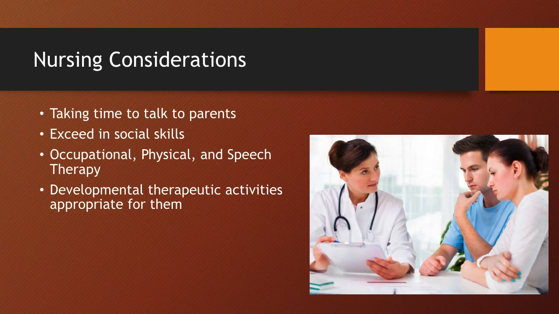Some nursing considerations to take into account: take time to talk to the parents about their child with Down syndrome. They excel in social skills, but they will need occupational, physical, and speech therapy. And also find some developmental therapeutic activities that are appropriate for them.